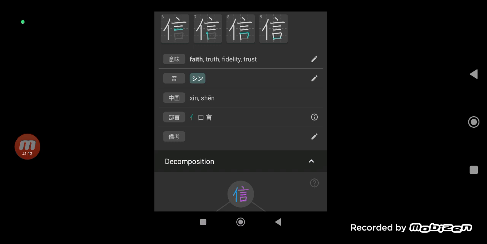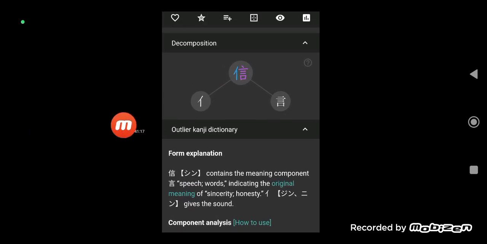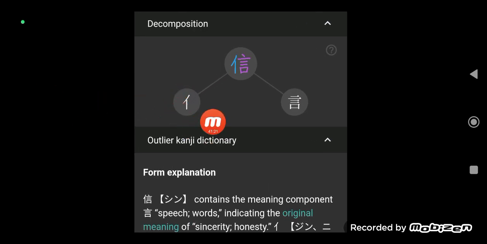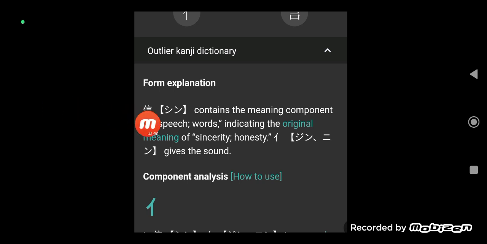So see how important radicals are. Just like it, let's decompose that kanji. It's composed of two: a person, this is a person, and these are words coming from a person. So the form explanation in shin or shinjiru, meaning to trust or put faith in a person, contains the component speech or words coming from a person, indicating the original meaning sincerity or honesty.